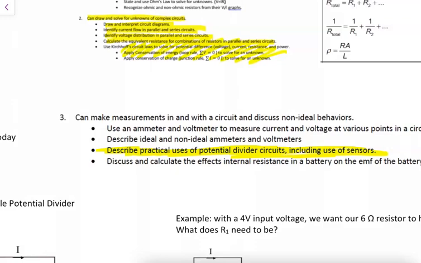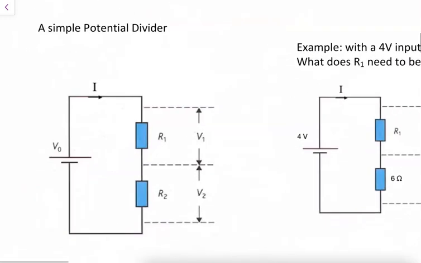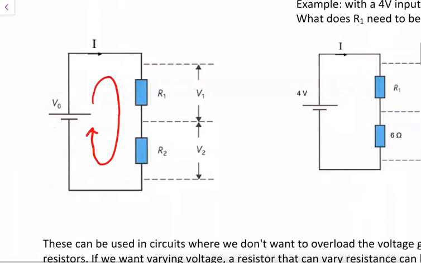of sensors. A very basic potential divider circuit is something where we have some voltage coming from a battery and 2 resistors. And we know that according to Kirchhoff's second law, the voltage that's provided is going to be distributed amongst V1 and V2.